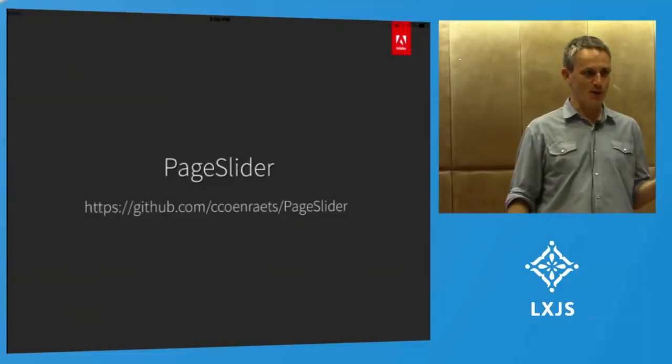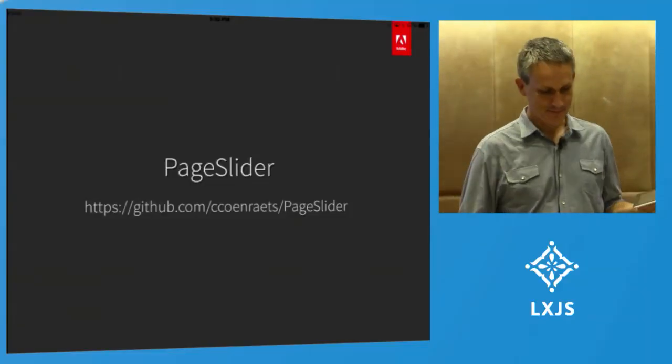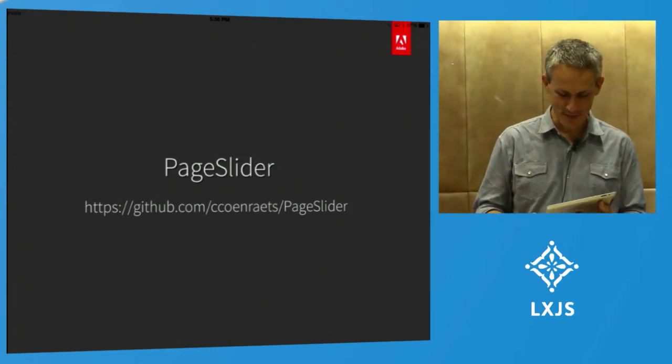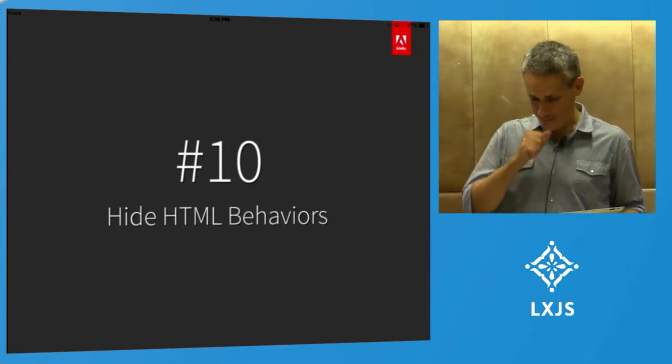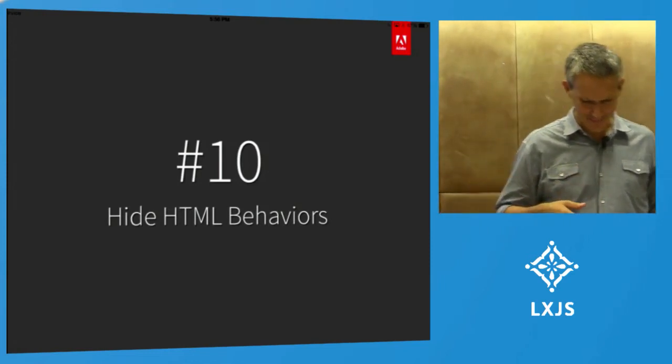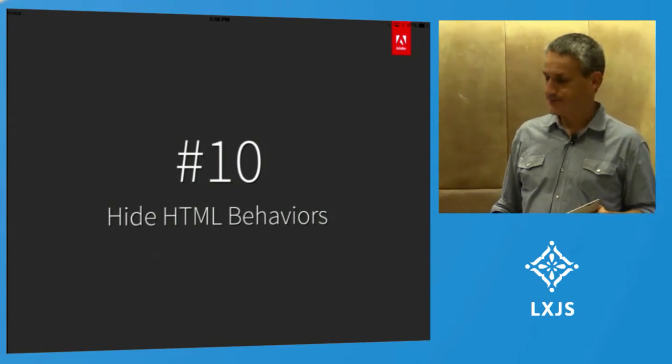That's so good. It's called Page Slider, but I wouldn't consider it a library. It's like a nano library. Just an example of how to do it, but it's convenient to have it there. All right, we're almost there.